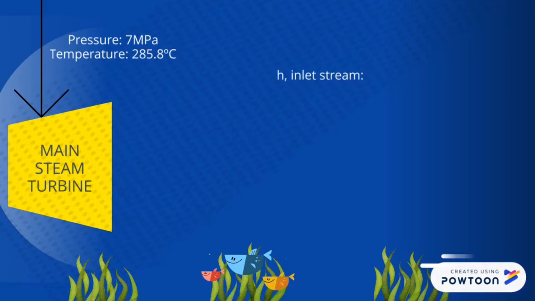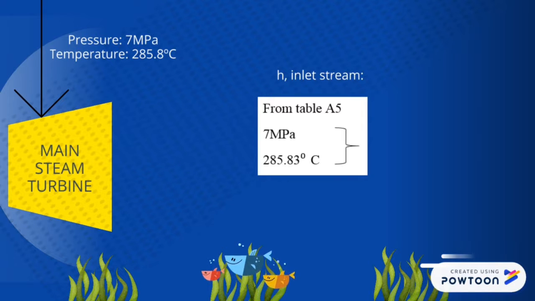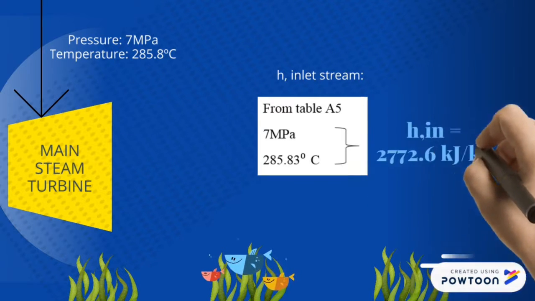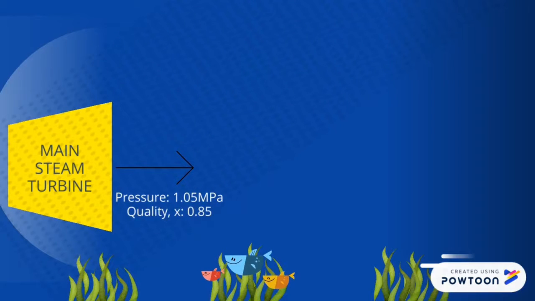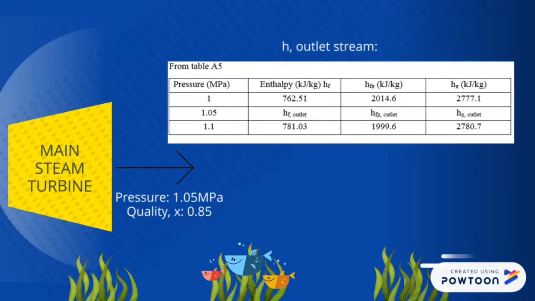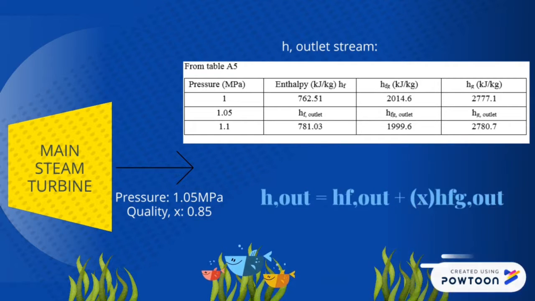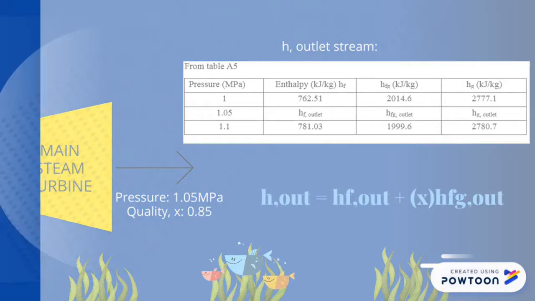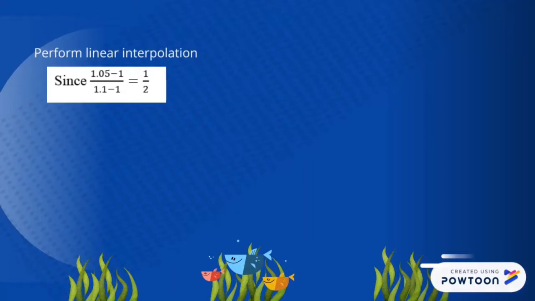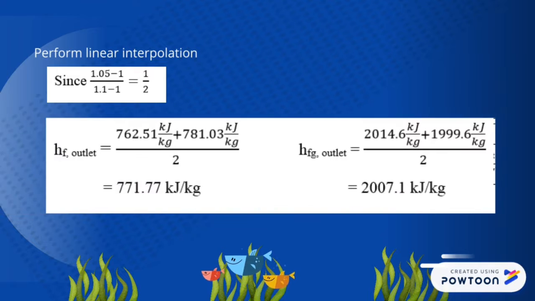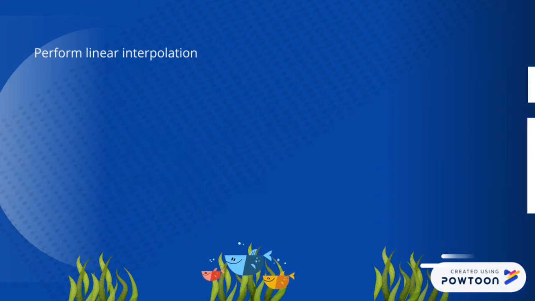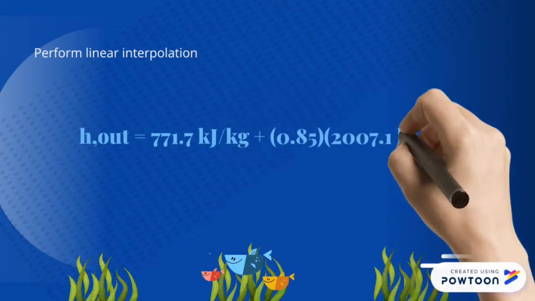Saturated vapor with a pressure of 7 MPa and a temperature of 285.8 degrees Celsius is assumed to be entering the turbine. From table A5, we can find the enthalpy for the inlet stream. A mixture is assumed to exit the turbine with a quality of 0.85. With the information available, we will use this formula to get h out. First, we perform linear interpolations to find hf and hfg. We put the values into the formula, and the enthalpy for the outlet stream is found.